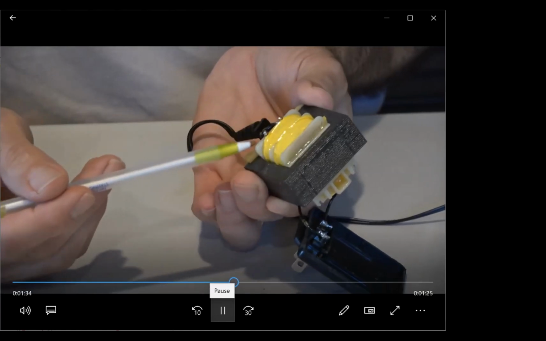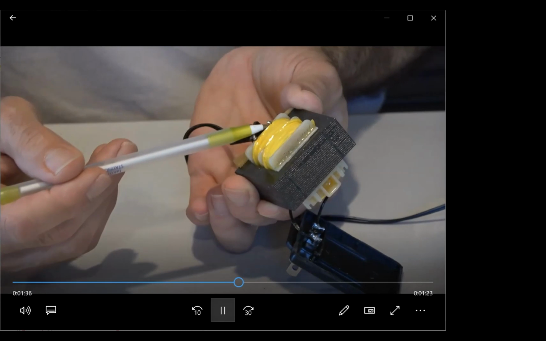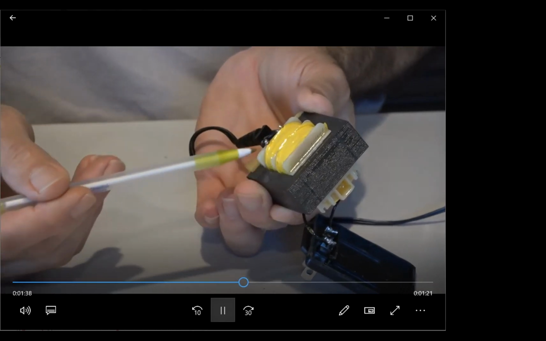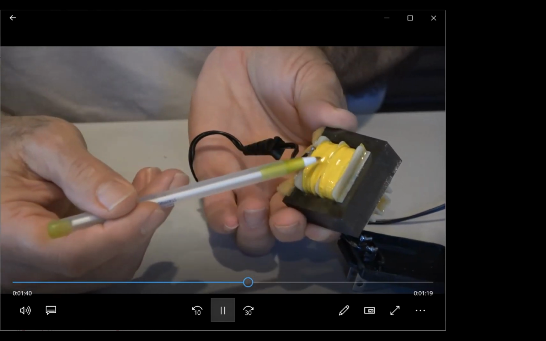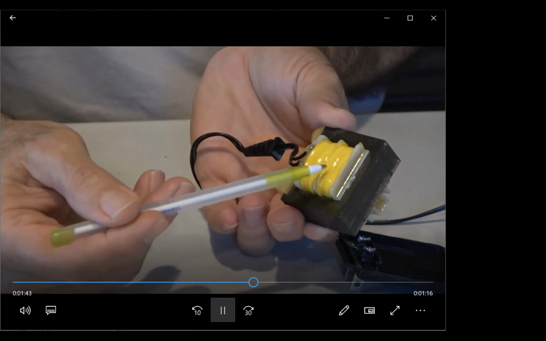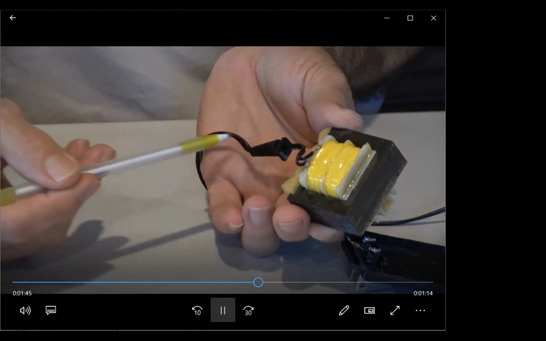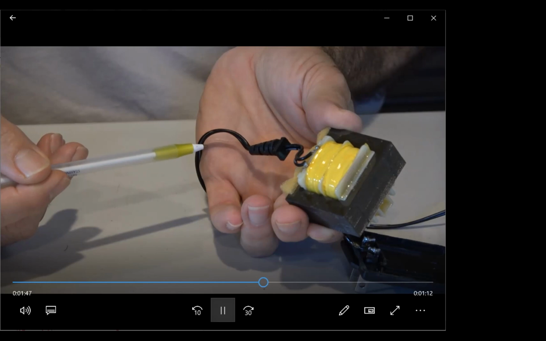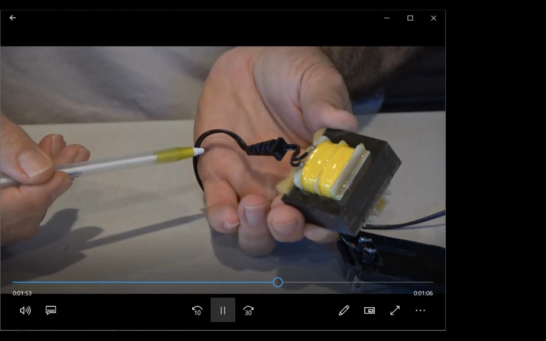If this little black box is powering a battery-operated device, it has to convert the signal to DC, direct current, because that's what batteries supply. But there's nothing here to do that. This is just a transformer. It takes in AC power at one voltage and puts it out at another voltage.